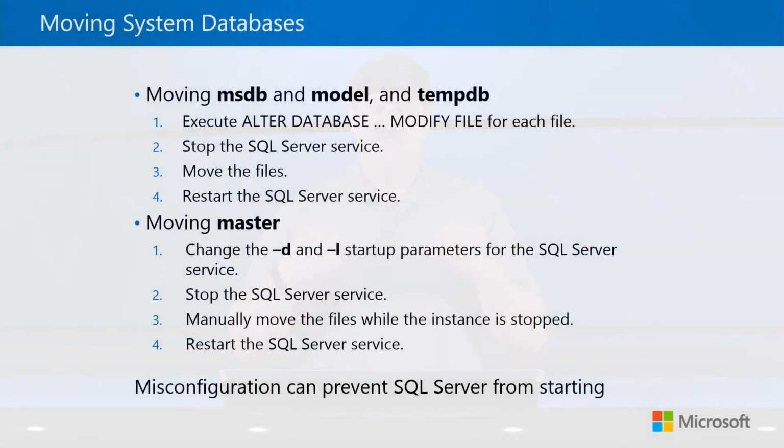So when we talk about moving system databases, the way that we do this is different for the master than all of the other system databases. You cannot move the resource database because you can't see it, so there's no way to alter it. But for the MSDB, model, and tempdb, you would execute the alter database statement using the modify file parameter, and you would modify the logical file name, and you'd modify the path. So you'd specify where the file would exist. After you change that, you would then simply restart the SQL Server service.